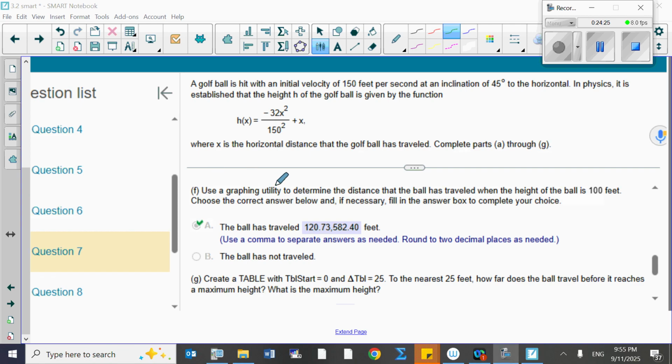Next is asking us to use the graphing utility to determine the distance that the ball has traveled when the height of the ball is 100 feet. So we know that the ball is going this way. On my coordinate plane, it's going to look something like this. And when it says the height is 100, that means on the y axis, I am going to find a point which is 100, and wherever the graph is crossing this 100, this is where the height of the ball is 100. So I'm going to use this idea.